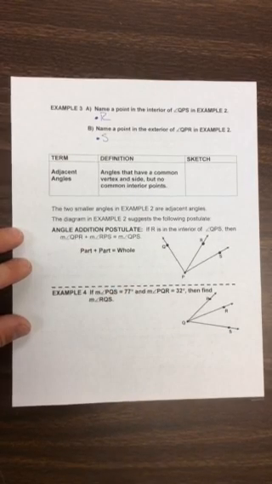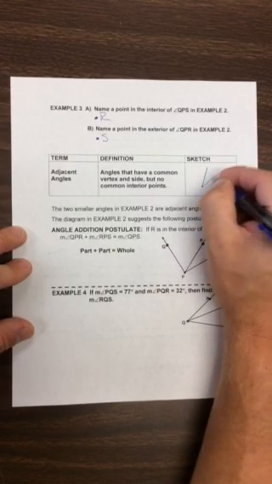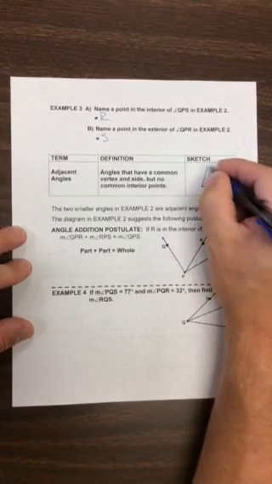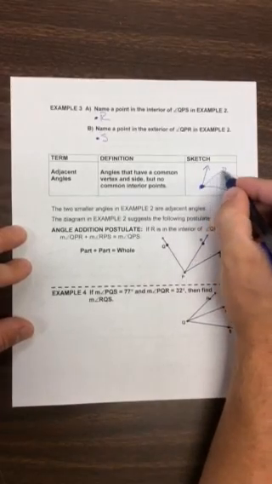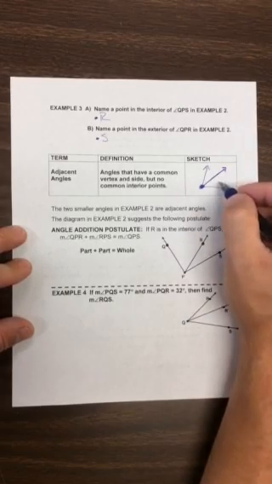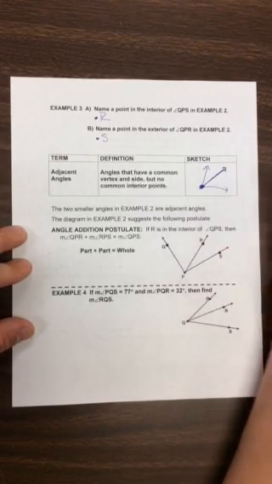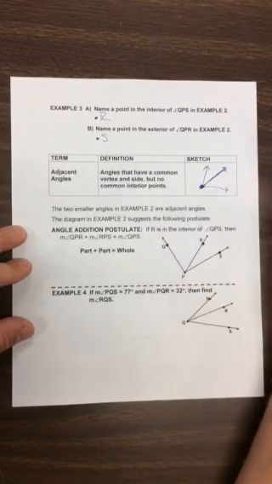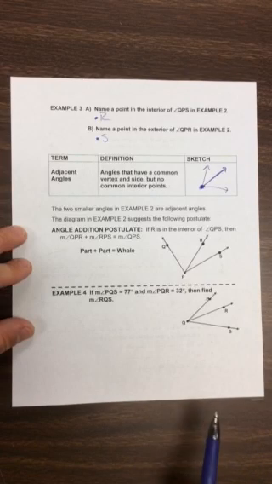Adjacent angles. Our next term: angles that have a common vertex and side, but no common interior points. So adjacent angles, we can use our picture that we just had from the previous slide. They share a common endpoint, common vertex, and a common side. That makes these two angles adjacent. However, there's no part of those angles that is shared besides the vertex and the side. So anytime we have adjacent angles, shared vertex, shared side. Two smaller angles in example 2 are adjacent angles.